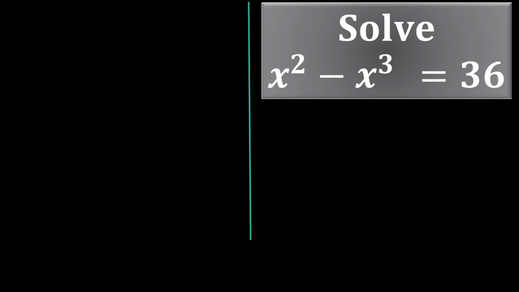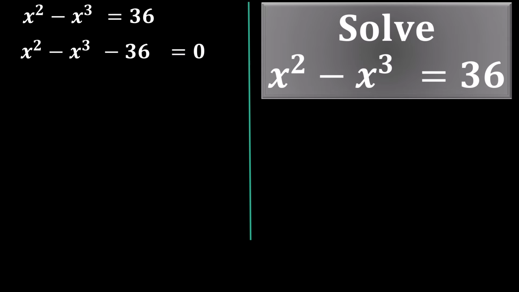I'm going to show you a step-by-step method to solve this Harvard University entrance exam question. Okay, so here we need to solve x squared minus x cubed is equal to 36. So first, let's rearrange the equation such that it will be equal to 0 like this.